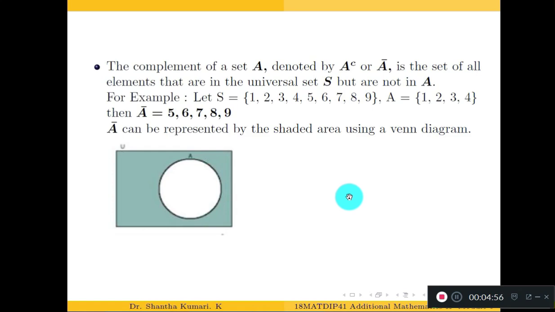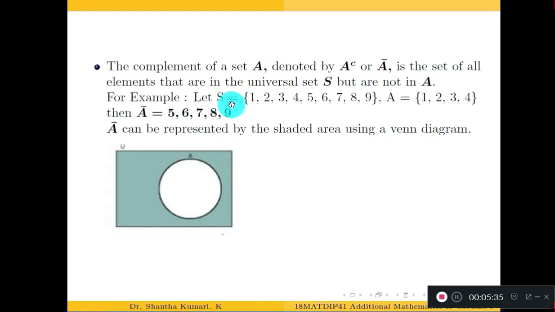What is meant by complement of a set A? We use the notation A complement, or we write A^C or A complement. It is the set of all elements that are in the universal set S but are not in A. Okay. So in the Venn diagram you can see elements which are in your universal set, but not inside A. So this shaded portion represents the complement of the set A.